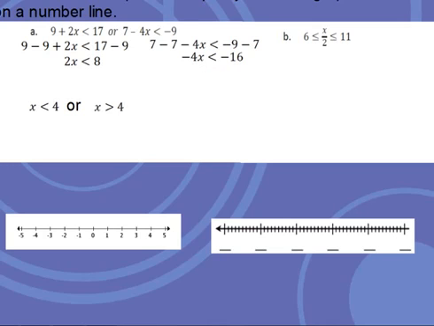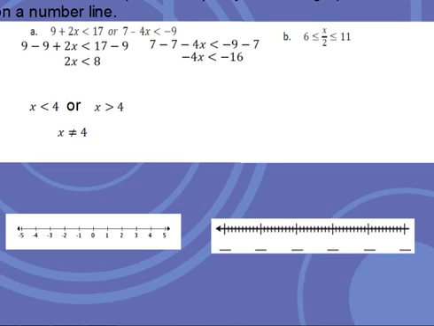So I need all those numbers that are less than 4. So 3, 2, 1, and so forth. Or I need all the numbers that are greater than 4. 5, 6, 7, 8, etc. So really the only number that I don't need is 4. So a more concise way to write this inequality is with a not equal to sign. So I need to graph x is not equal to 4.